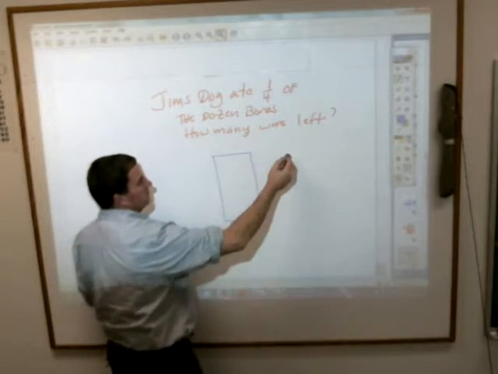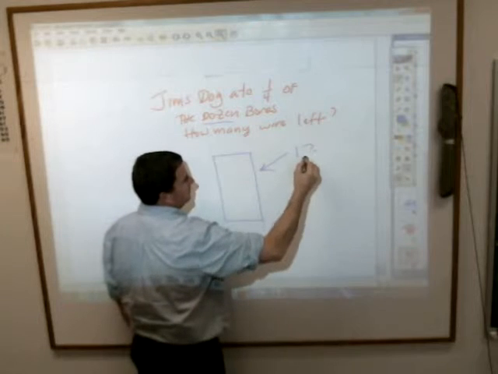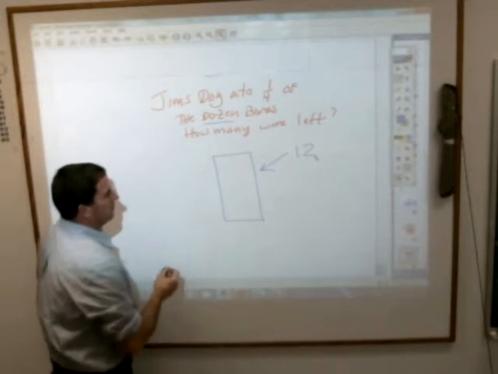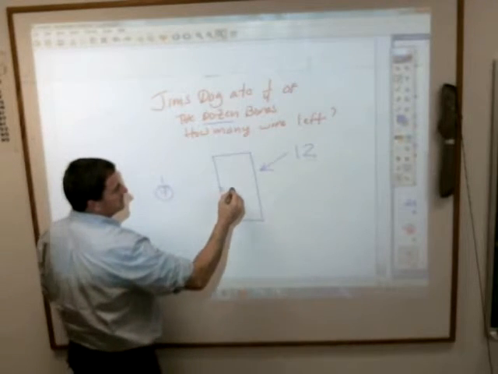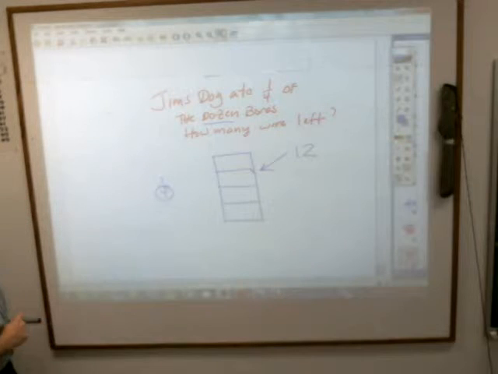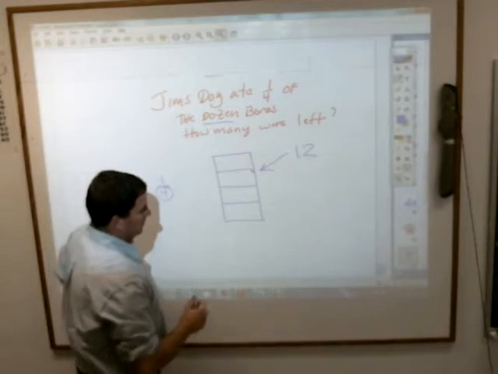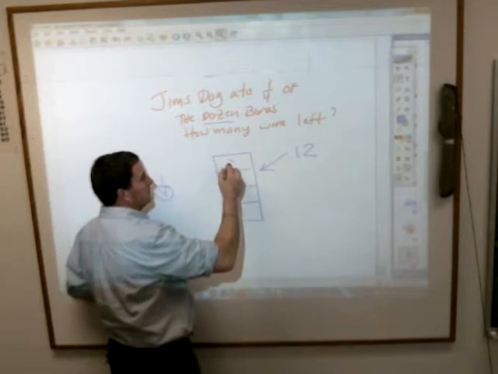How many bones were there? 12. Right, a dozen. Hopefully you know that that's 12. I know the dog ate 1/4 of them, so the bottom number tells me how many equal pieces I cut 12 into. If you take 12 and cut it into 4 equal pieces, each piece then is worth 3. And fill in those boxes there.